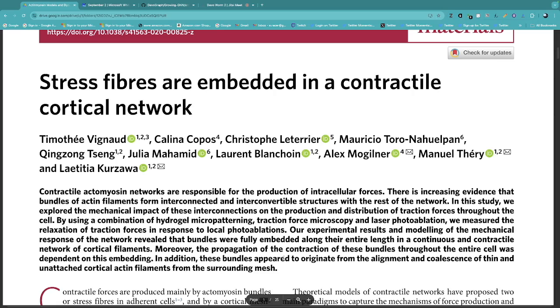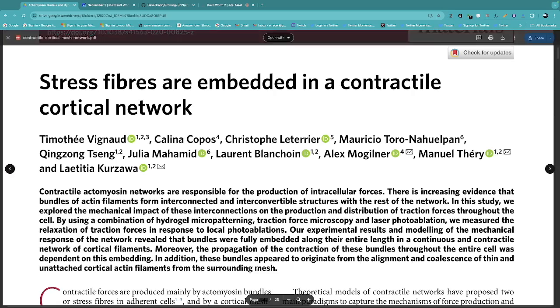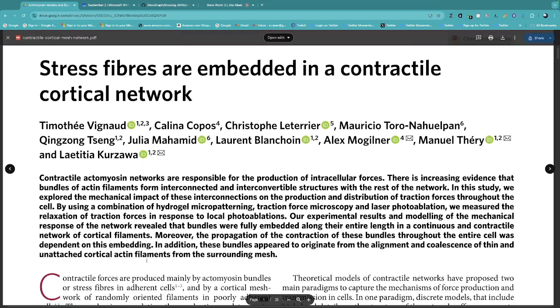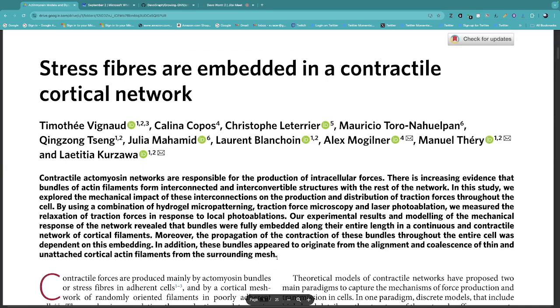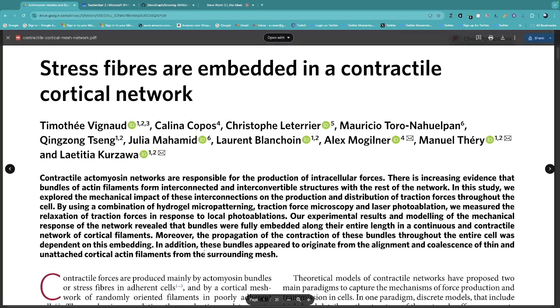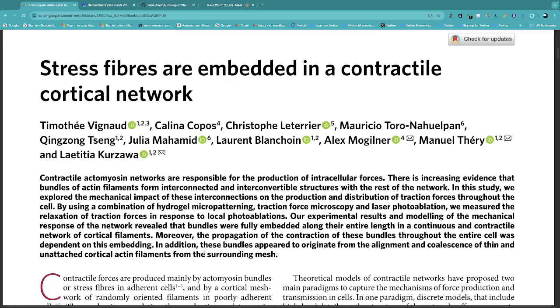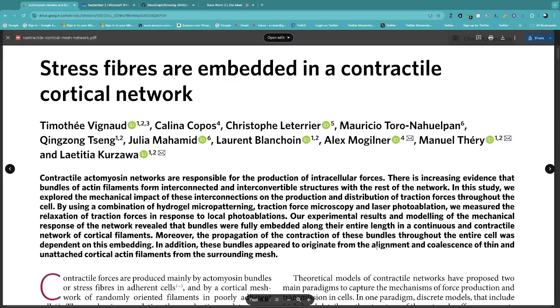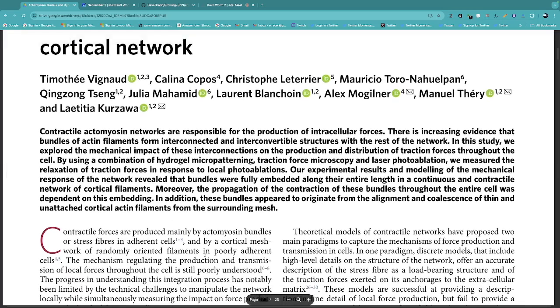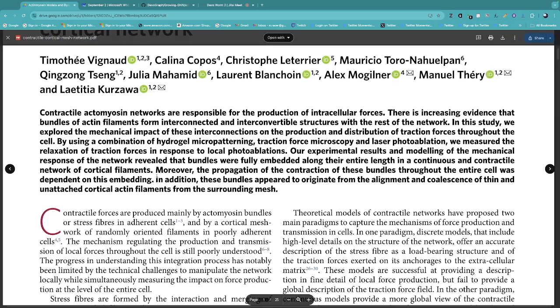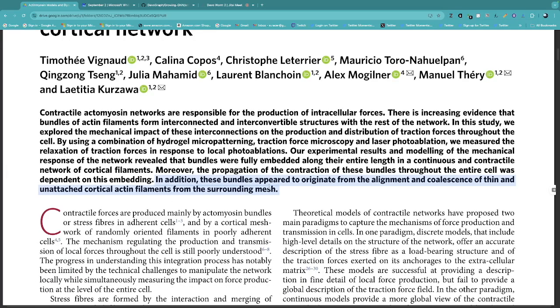In addition, these bundles appear to originate from the alignment and coalescence of thin and unattached cortical actin filaments from the surrounding mesh. So we have these bundles, and the bundles originate from these thin and unattached cortical filaments. So this is suggesting a little bit different topology than we saw in the first paper.